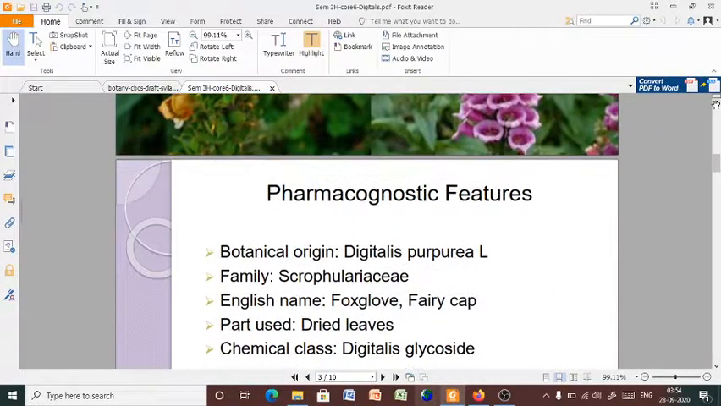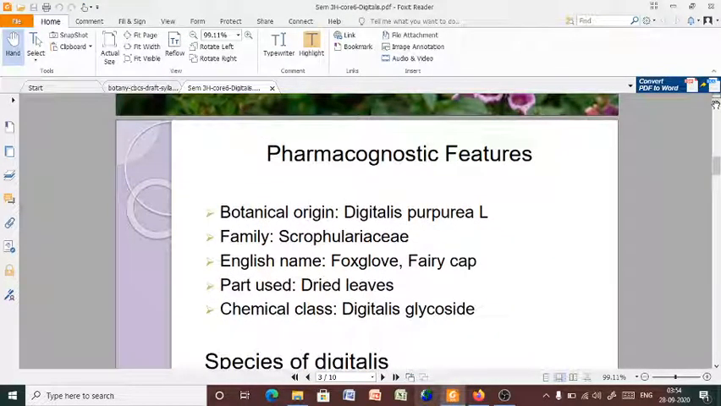Now, we must encounter its pharmacognostic features or pharmacological attributes. Usually we use the particular species Digitalis purpurea, commonly known as foxglove or fairy cap. The part used mostly for the glycosides is the dried leaves. And I already mentioned the chemical class of the pharmacological property, Digitalis glycoside.